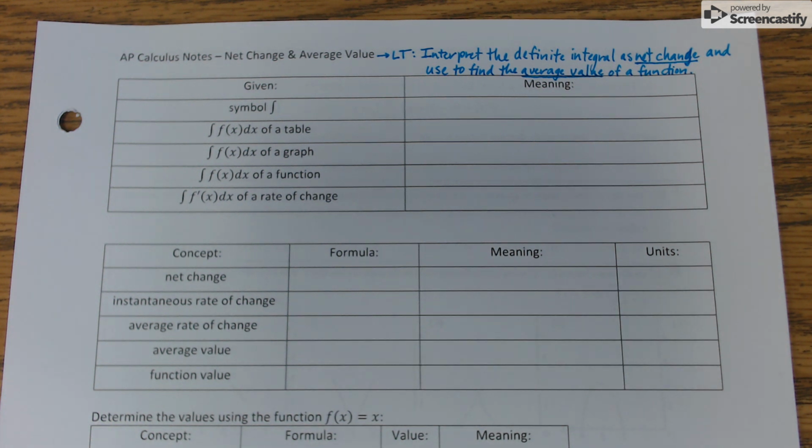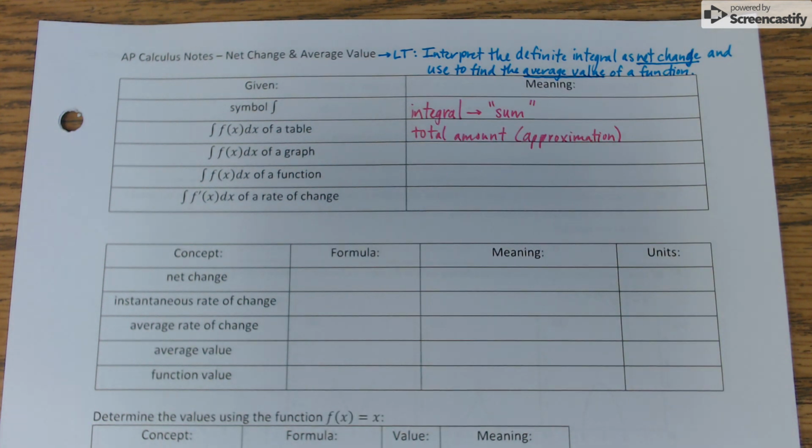I'd like to start by completing this first table, which is a list of all of the interpretations that we've learned about the integral, and the last one is going to tie it back to this thought of net change. We first learned that the name of the symbol is the integral, so when you see that elongated s, it's called an integral, and the literal meaning of the symbol is sum or total. So we started by approximating integrals by using values on a table, and that gave us the total amount over time.